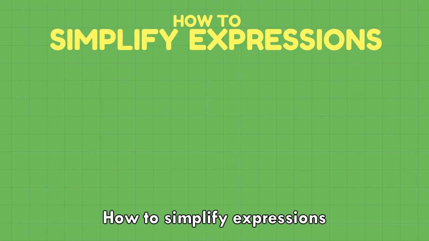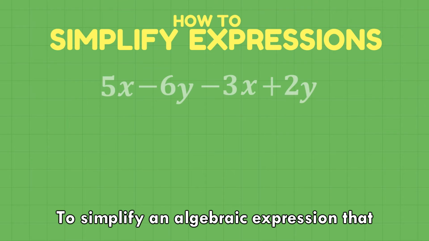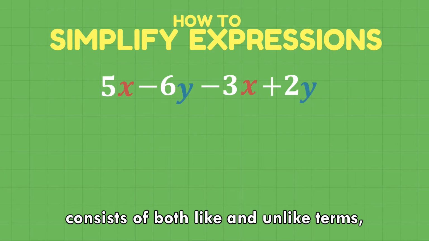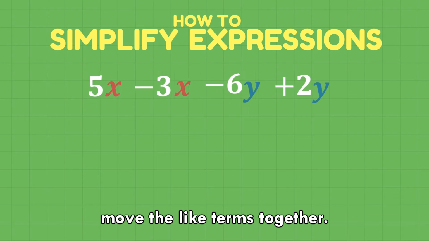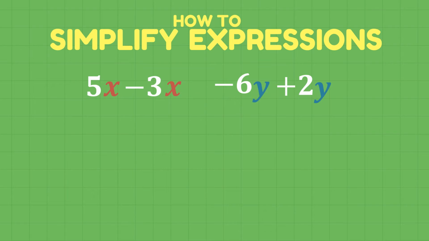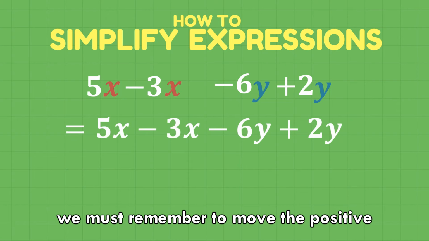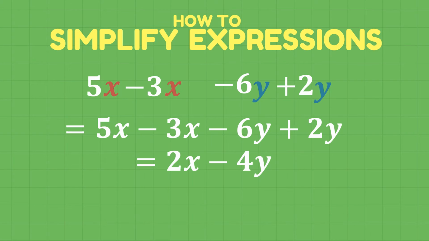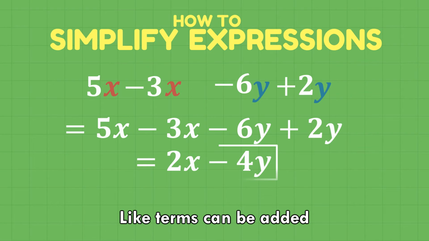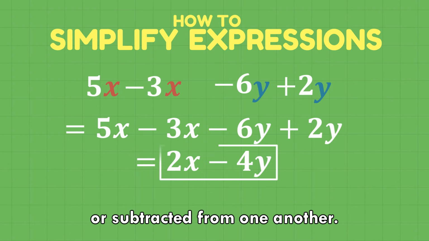How to simplify expressions. To simplify an algebraic expression that consists of both like and unlike terms, it might be helpful to first move the like terms together. When moving the terms, we must remember to move the positive and negative sign attached to them. Like terms can be added or subtracted from one another.